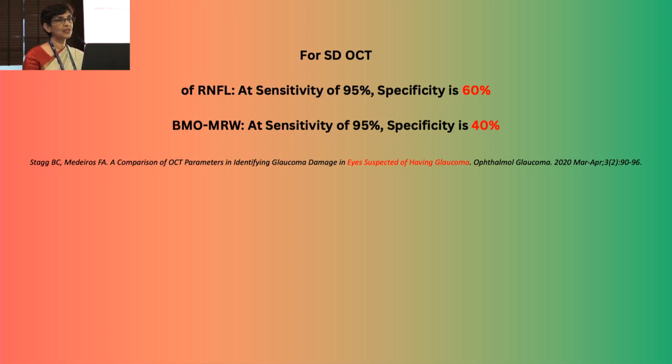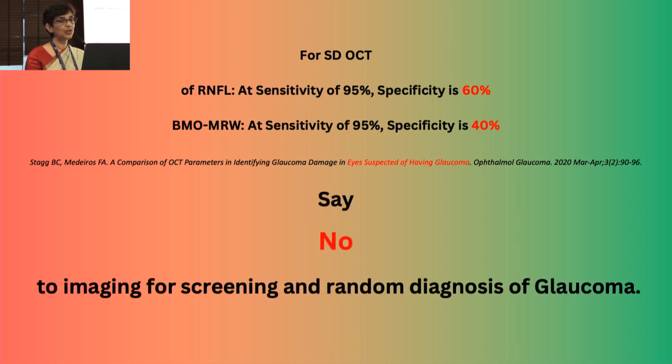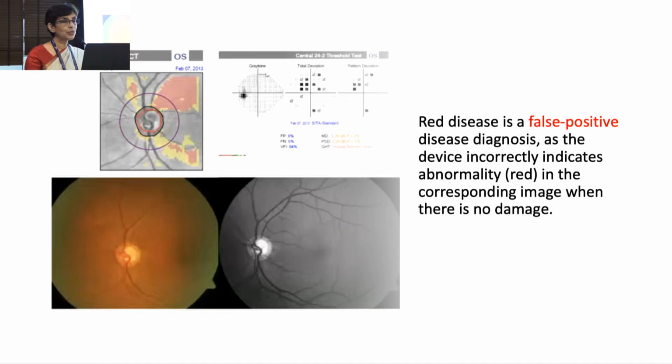the specificity rises very much, to around 95%, if the person actually has glaucoma, mild, moderate or severe. So that is why we should say no to screening and random diagnosis of glaucoma using imaging techniques. Now I'm going to speak about the red disease and the green disease.